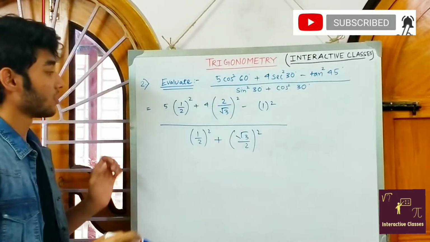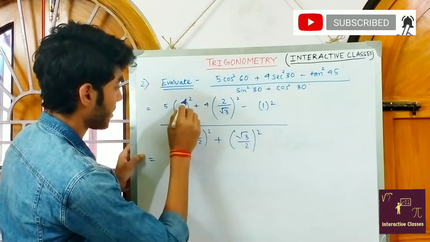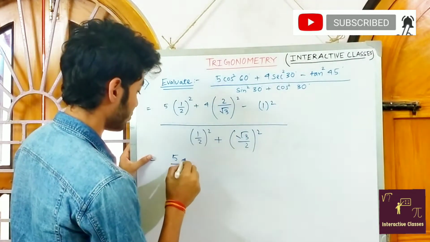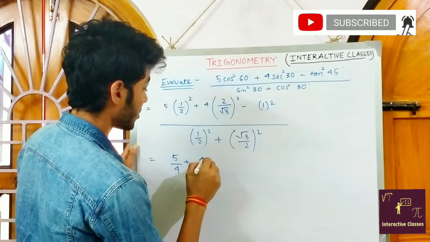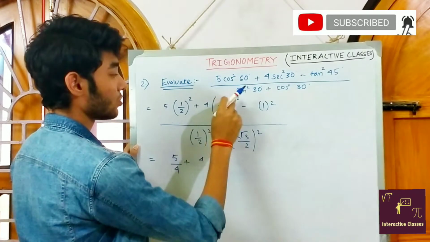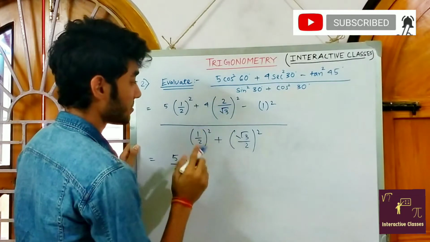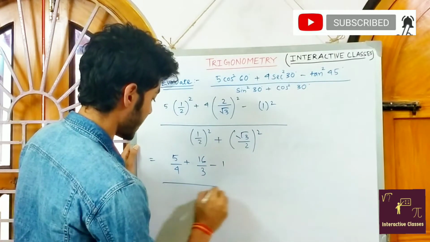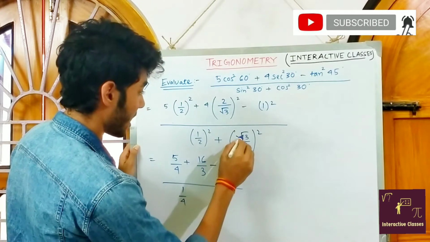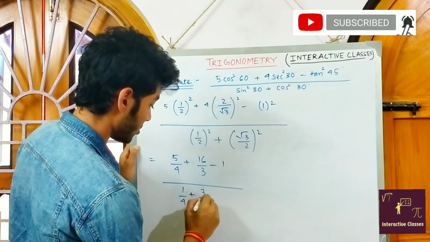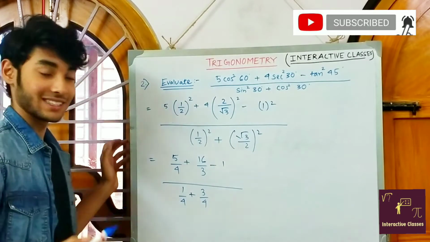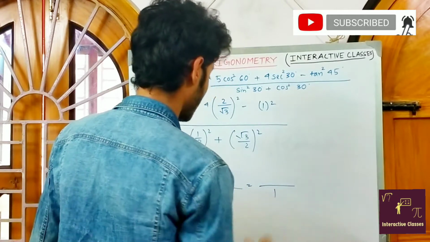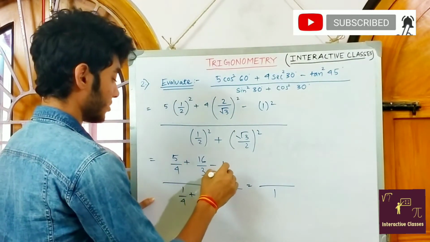So by solving, we will get 5 upon 4, plus 2 by root 3 whole square, that is 4 by 3, 4 into 4, 16, so 16 by 3, minus 1, divided by 1 by 4 plus 3 by 4. So 1 by 4 plus 3 by 4 is nothing but 1, since 4 by 4 is 1. So we have 5 by 4 plus 16 by 3.